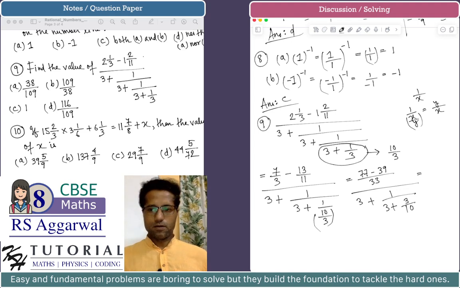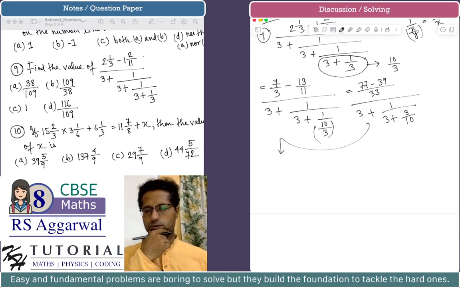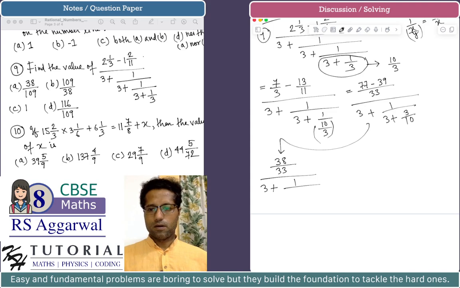Now if we further simplify this, the numerator becomes 38 by 33, divided by 3 plus 1 by 3 plus 10, that is 3 plus 3 by 10, which is 33 by 10.